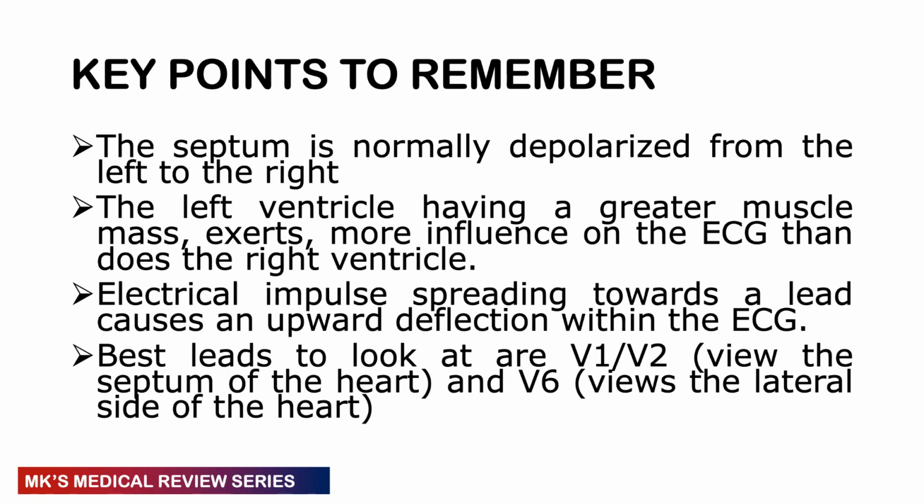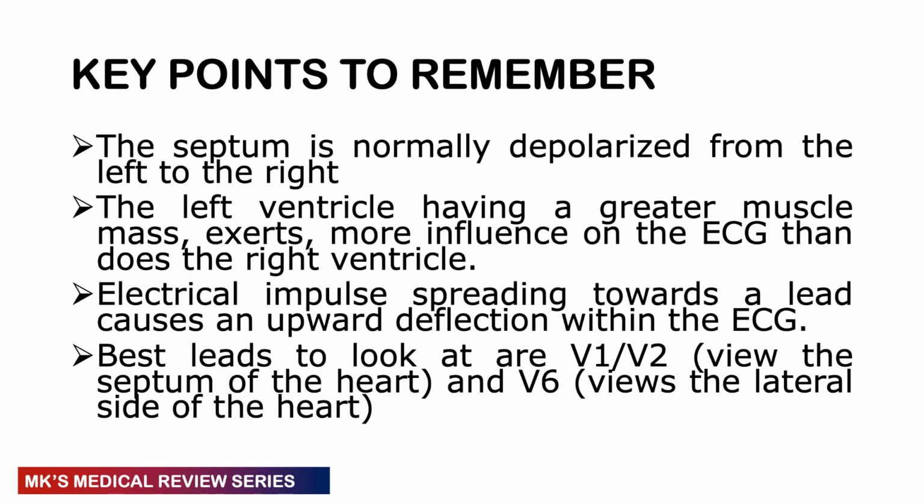Remember that the left bundle branch is going to be depolarizing first, then it's going to send impulses to the right side, and then the right side will depolarize. This is because the left ventricle has a greater muscle mass, and so it's going to be exerting more influence on the ECG and the vector. There'll be a smaller vector that is moving towards the right side of the heart.